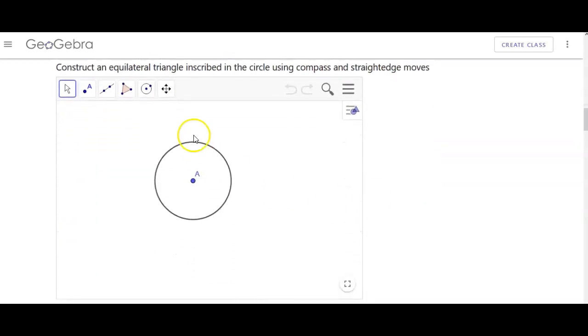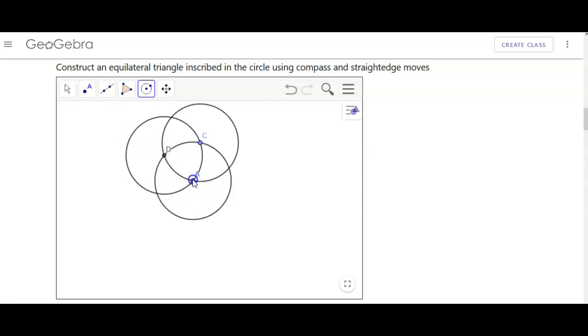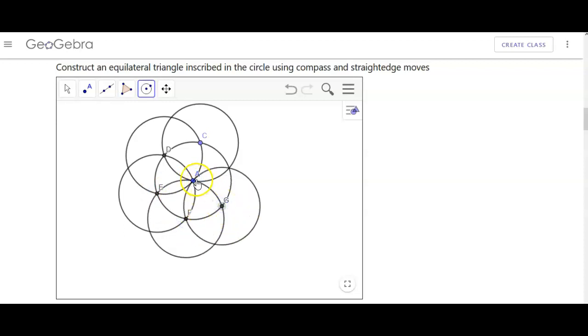The next one is to construct an equilateral triangle inscribed in the circle. So all we want to do is put a point, just one point randomly on that circle, and that's going to become the center for another circle. And so we're just going to go from that point back to the center, and then each one of those intersection points around the circle is going to become another center. So we have circle, circle, and we're just going to keep going all the way around till we have all the intersection points labeled.